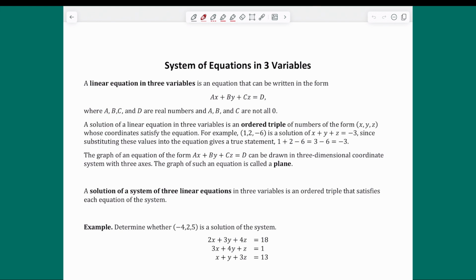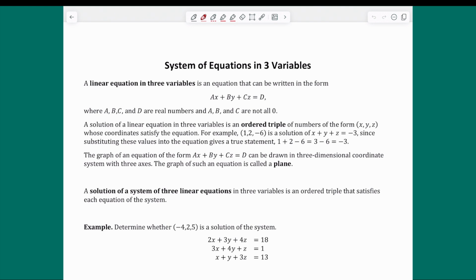For example, the ordered triple (1, 2, -6) is a solution of x + y + z = -3, since substituting these values into the equation gives a true statement, right? So we get 1 + 2 - 6, well, that's equal to 3 - 6, which is -3, a true statement. The graph of an equation of the form ax + by + cz = d can be drawn in a three-dimensional coordinate system with three axes. The graph of such an equation is called a plane.